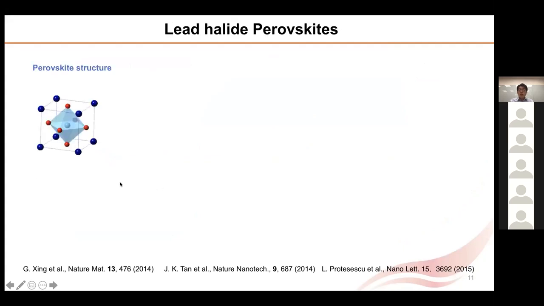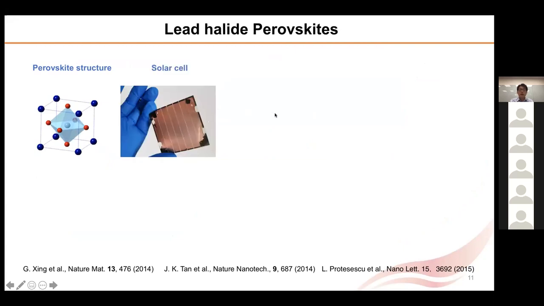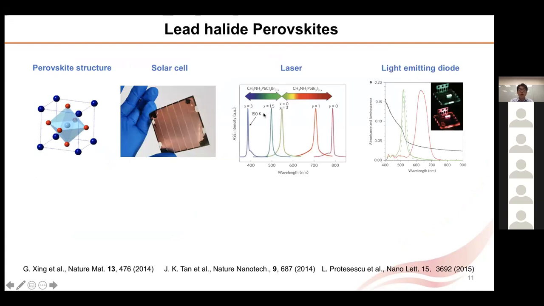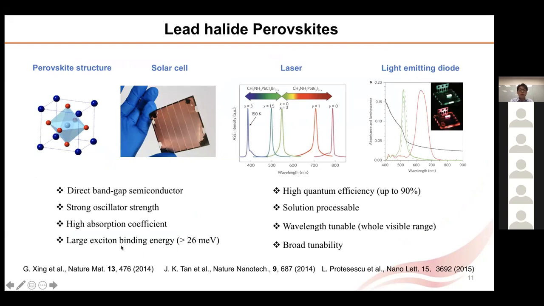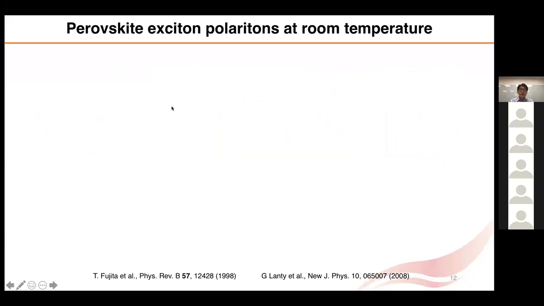So as we know, in recent years, lead halide perovskites have attracted considerable attention because of their exceptional performance in photovoltaic as well as light emitting applications, such as in solar cells, in lasers, as well as light emitting diodes. Thanks to their distinct advantages, for example, direct bandgap semiconductor, as well as strong oscillator strength and high absorption coefficient. Most importantly, their large exciton binding energy. So they emerge as a very good system to reach the strong light matter coupling regime for exciton polariton studies.